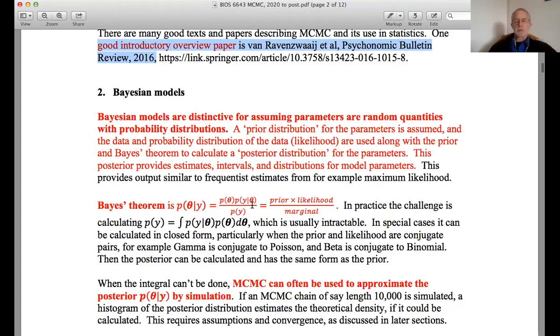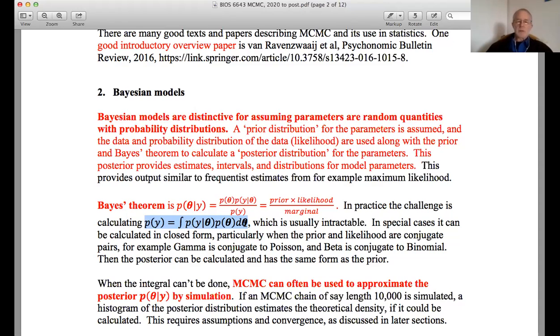Here is Bayes' theorem, which, like I say, you would have seen in any basic probability class. It's not a hard thing to calculate. The problem is in practice, this denominator here, this marginal or P of y, requires this integral. And in some cases, it's not very hard. So for example, if y is a Poisson distribution and theta is a gamma distribution, then y follows a negative binomial. So in that case, we actually have a closed form.